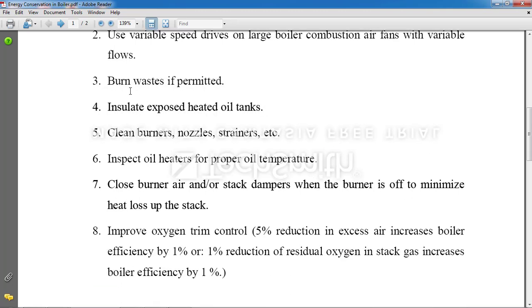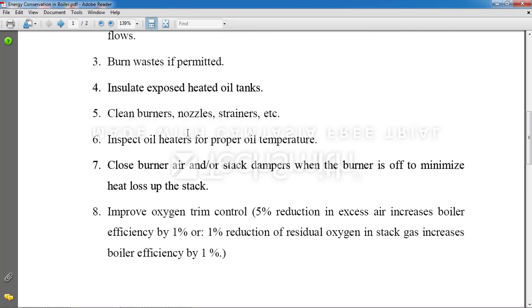Then next point, burn waste if permitted. Now we know that we are using coal for the thermal power plant, so it would be better if we burn waste which is degradable and will not produce more pollution, so that will definitely help to conserve the energy.